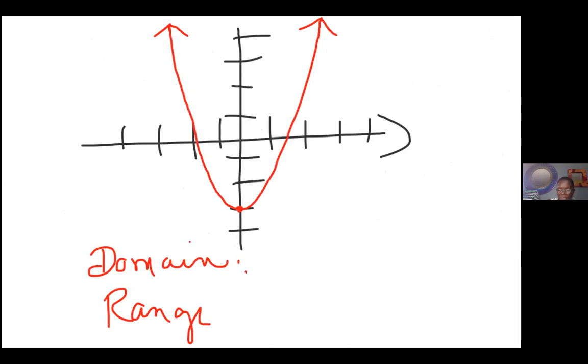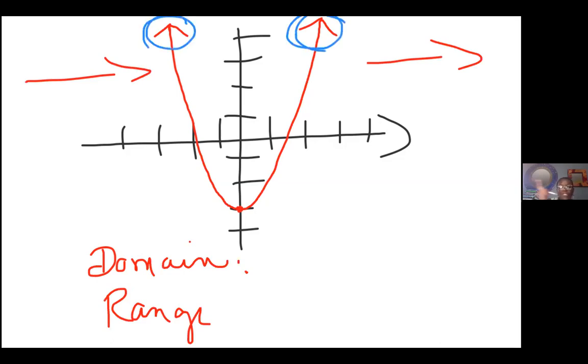Now, the domain represents the horizontal part of the graph from left to right. This graph is continuous at both ends over here. So it's continuous on the left, it's continuous on the right, which means it continues indefinitely, guys, on both sides, on the negative side of the x-axis as well as on the positive side of the x-axis. So there's no restrictions in the domain of this function. So therefore, the domain of this function would be from negative infinity up to positive infinity. Why? Because this graph is continuous on the left and it's continuous on the right.